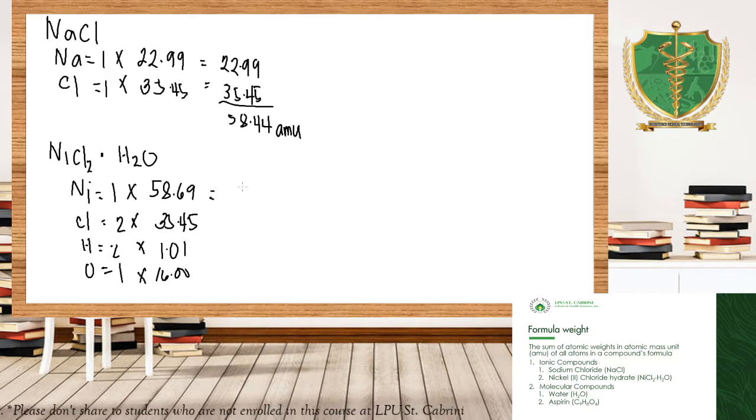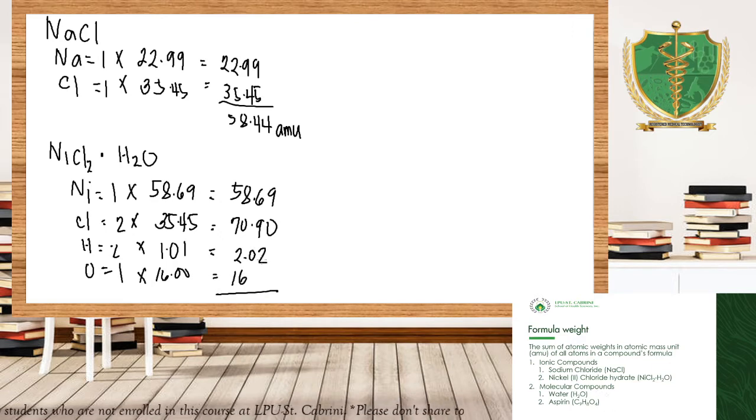So 58.69 times 1 is 58.69. 2 times 35.45 is 70.90. 1.01 times 2 is 2.02, and 16 times 1 is 16. So we add here 58.69, 70.90, 2.02, and 16. It gives us 147.61 AMU. Okay, how about for water?